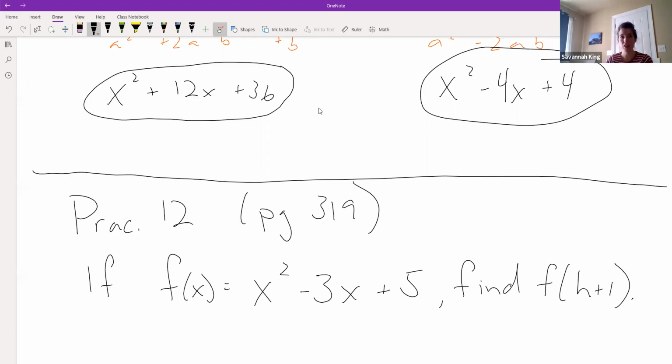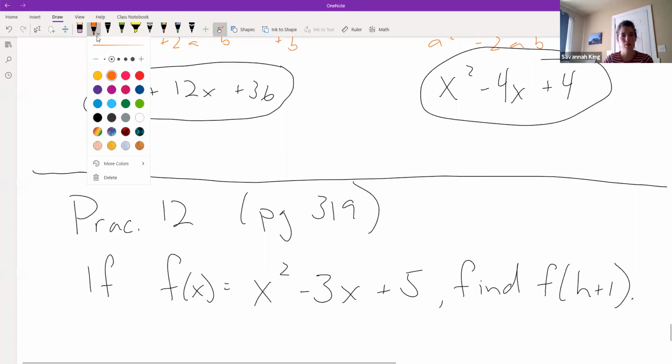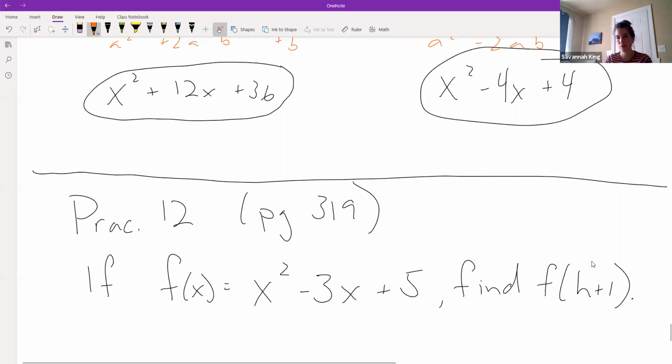We're having to plug h plus 1. And as we discussed earlier, as hard as it is to fight the urge to see those as two separate things, that is one input. H plus 1 is one input. And the rule that our function is telling us to use, whatever our input happens to be, we immediately square it. Then we multiply it times negative 3. And then there's just a random plus 5 at the end of all of that math.